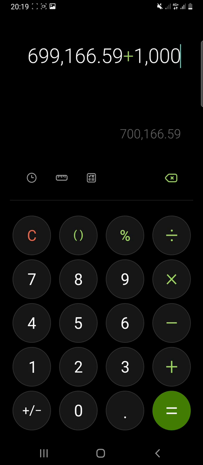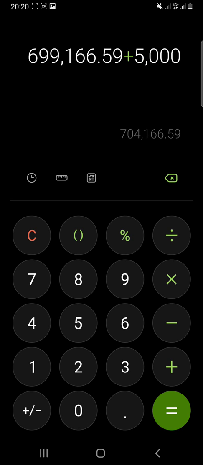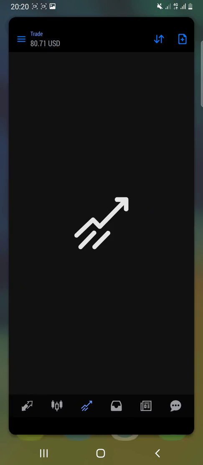But if it's 1000, this is 10 pips in the market. Okay, so now like I said, we want to calculate for 50 pips. So what do we say? 5000 plus 5000. You see that is 704,166.59. Now this is going to be my TP.